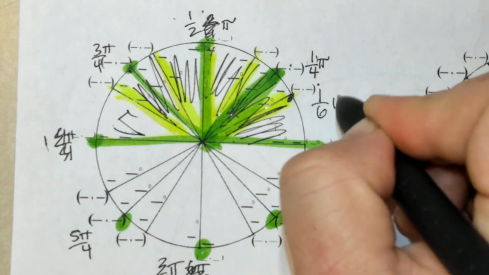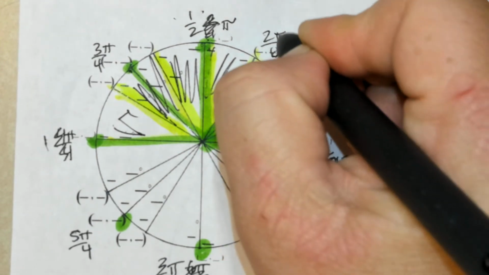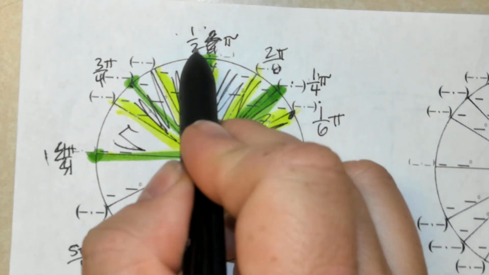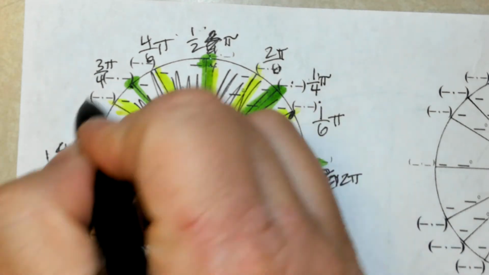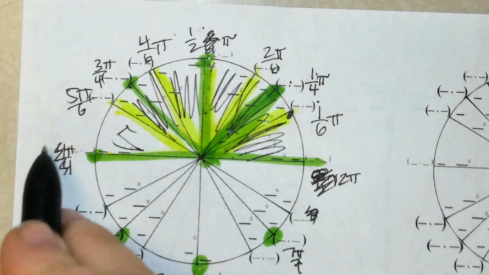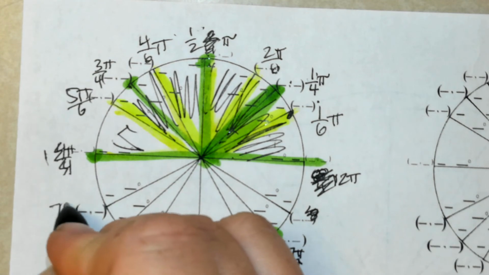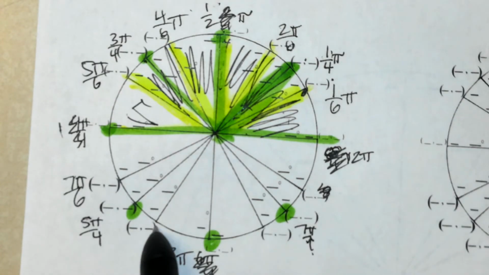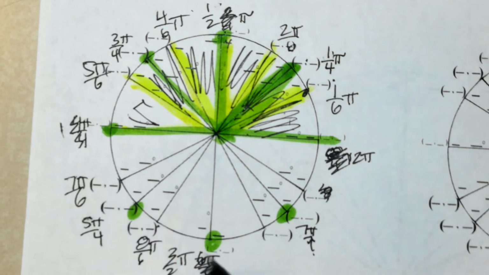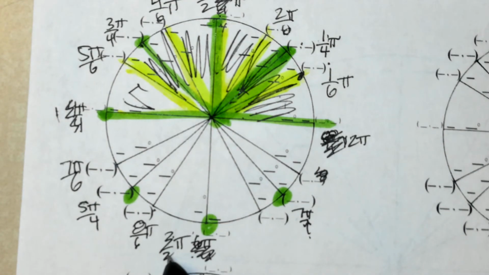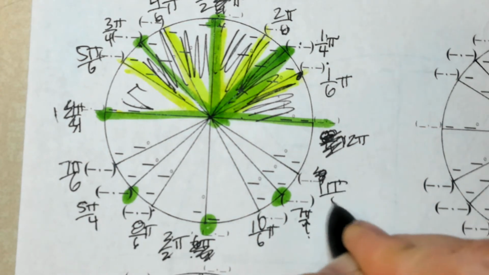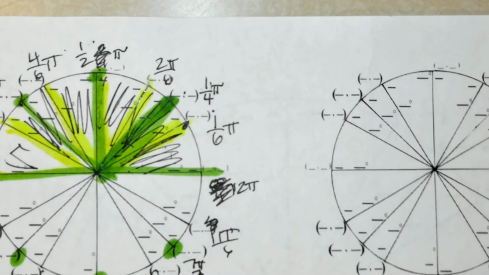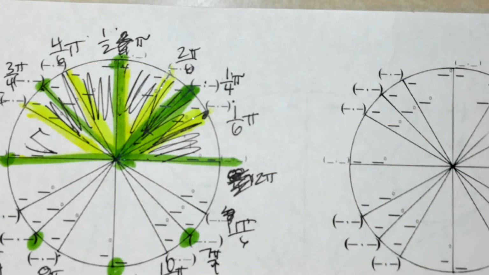So 1 out of 6, 2 out of 6. This would be 3 out of 6, but we know 3 out of 6 is the same as 1/2. This is 4 out of 6. I can continue to attach a pi. 5 out of 6. This is 6 out of 6, but 6 out of 6 is the same as 1. 7 out of 6. 8 out of 6 is right down here. 9 out of 6 is the same as 3 over 2. This is 10 out of 6 and 11 out of 6. So now I have accounted for every one of the points. We just want to make sure that we reduce. So I'm going to show you a picture that is fully done, and we can compare the two.